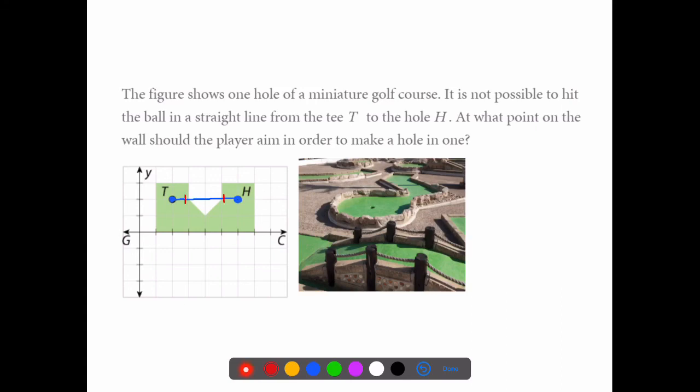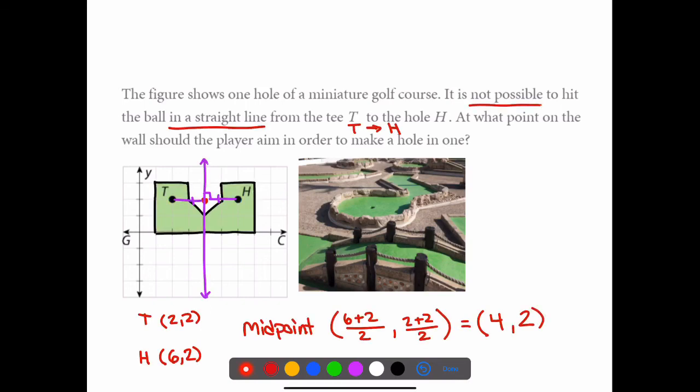Well, if I look at the length of TH, it's 1, 2, 3, 4. So therefore I cut it into 2 right down the middle. So here's my line of reflection. I'll just list that as LOR, line of reflection. So I now have this figure here.